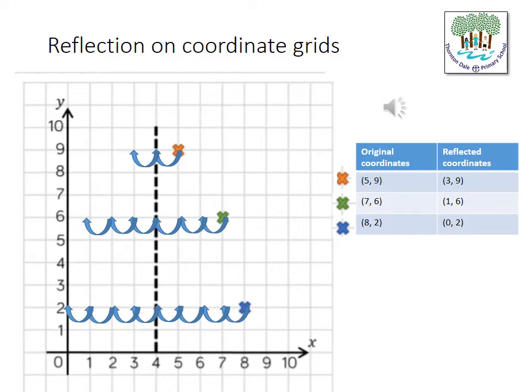So it goes 1 to get to the mirror line. Then in a mirror line, it reflects exactly the same as what was on the other side. So if it's gone one jump to get to the mirror line, it will have one jump to the other side of the mirror line, which is why it ends up at 3, 9.